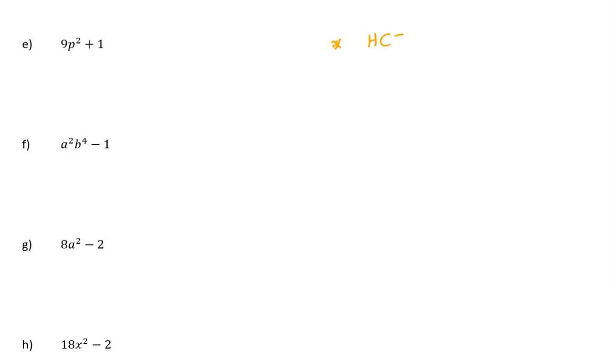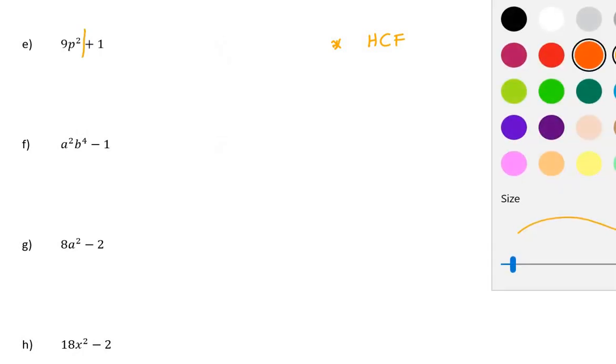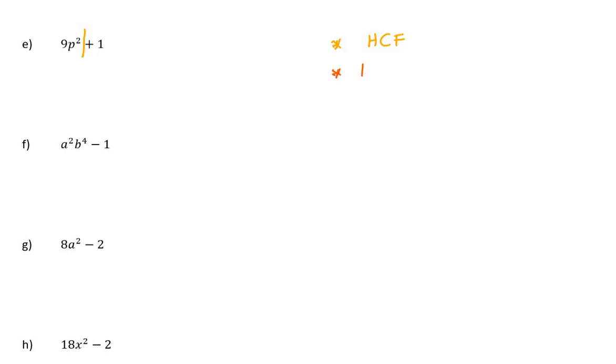So is there a highest common factor? Well, there's 2 terms, but I don't see anything common. So I check for the fact that, is this a difference of 2 squares? Okay, firstly, is there a difference? Whoa, there's no difference. This is a plus.